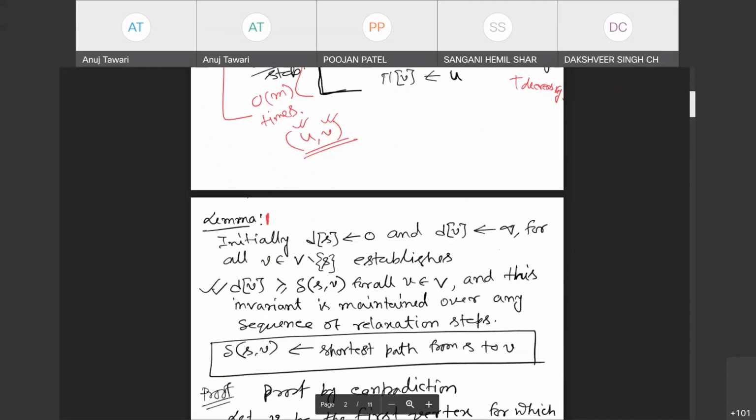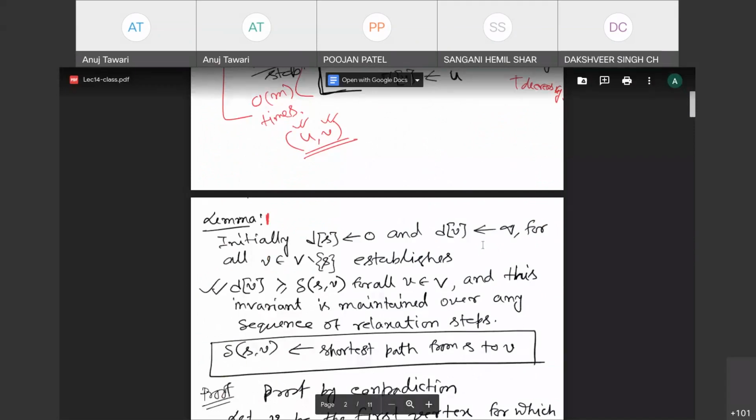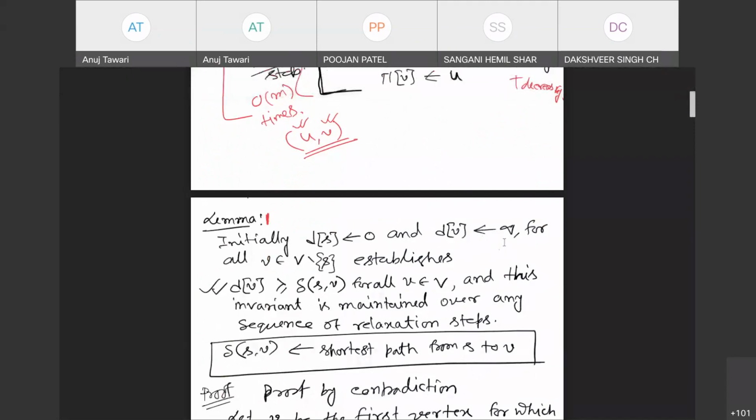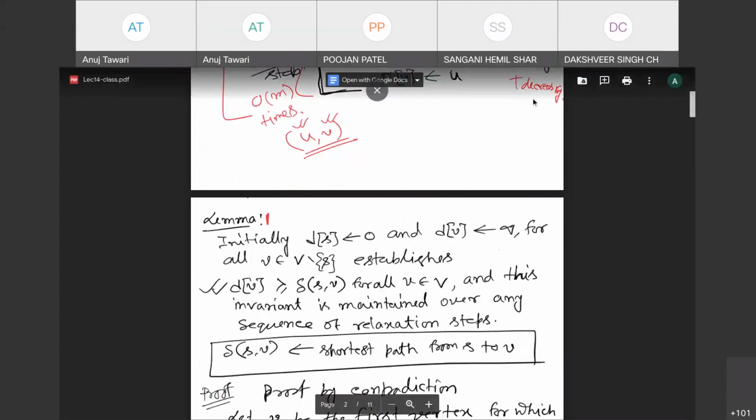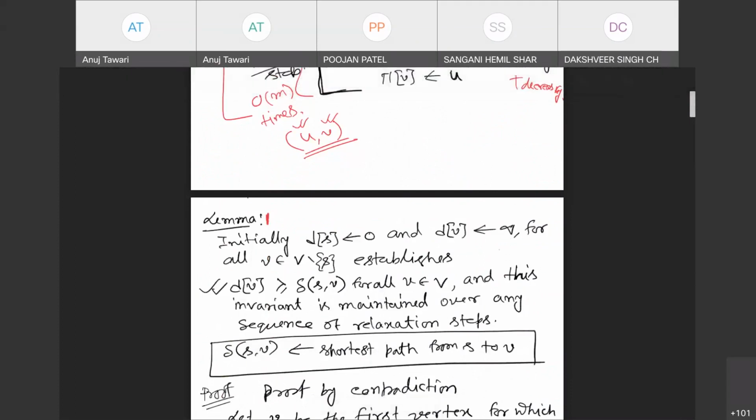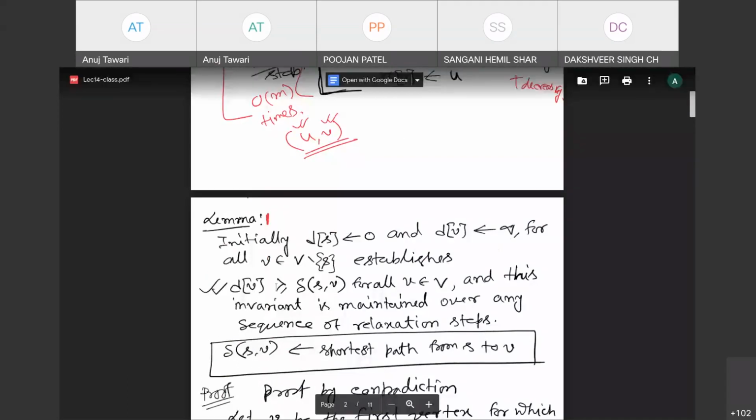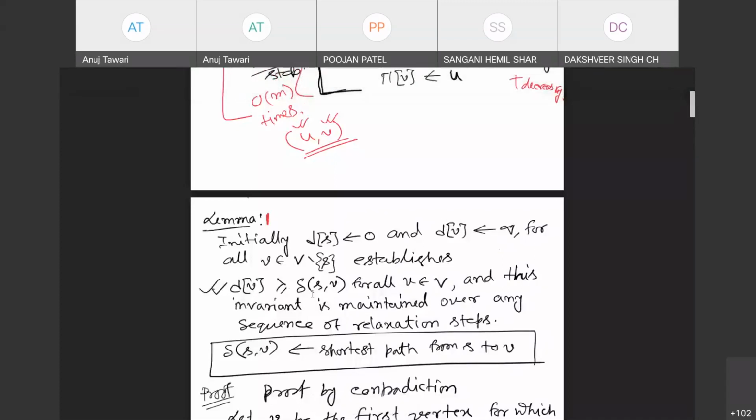So initially what we did was we set dS to 0 and all other vertices are set to infinity. And then we slowly decrease the value by using this decrease key operation. First we want to maintain this invariant that dV will always be greater than or equal to the shortest path length from S to V.